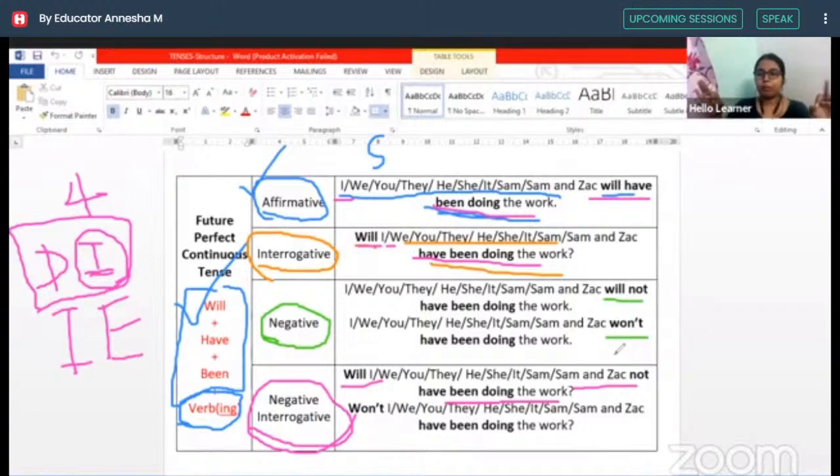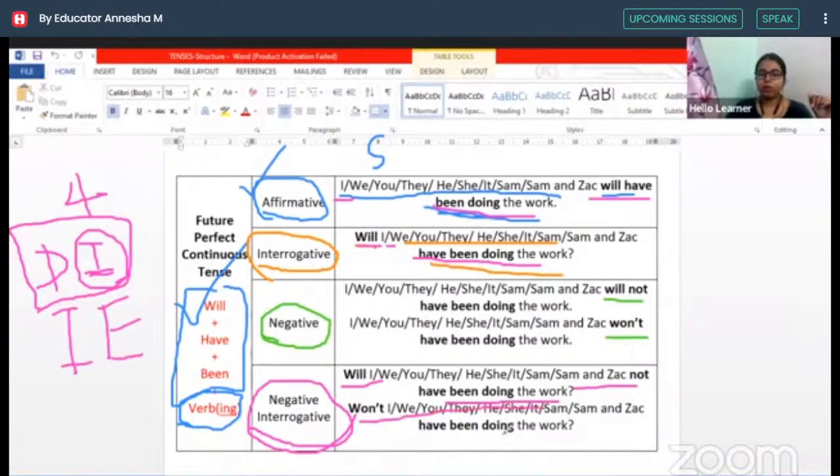So what are we doing here? Basically, auxiliary, subject, not, and the rest of the sentence. When we are writing will and not separately, they are written as: will I not have been doing? Will they not have been going? But if we combine them as won't, then it comes before the subject. Then I'll say, won't I have been doing the work?